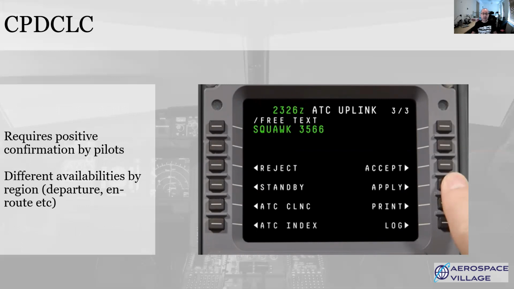Different regions still have different CPDLC adoption levels. So Europe has en route services, whereas parts of the USA only have pre-departure at airports. And this latter is really useful because if you've ever had to note down and read back a complicated departure clearance, you'll realize how useful this is in not only time saving, but in making sure it's correct.